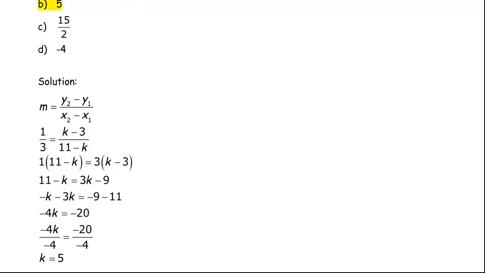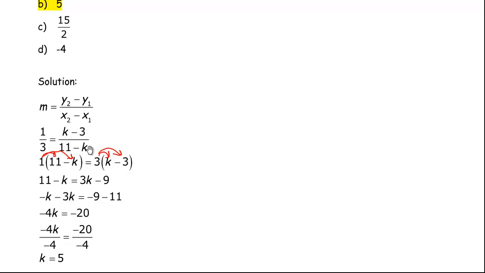Now, the next thing I would do is expand or distribute the 1 into these brackets here, and the 3 into these. And so it looks like this. 1 times 11 is 11. 1 times negative k is negative k. 3 times k is 3k, and 3 times negative 3 is negative 9.